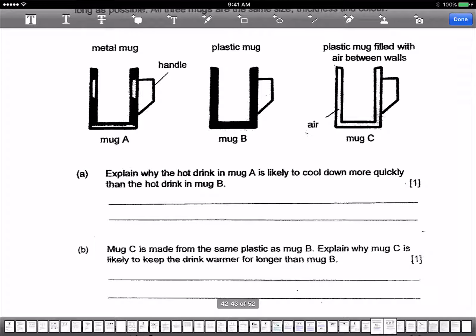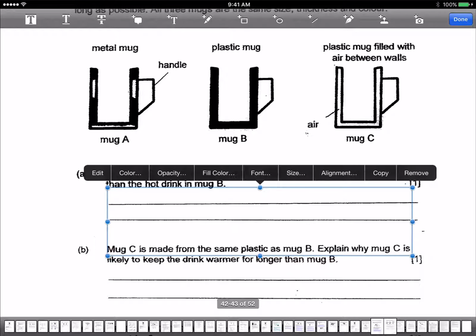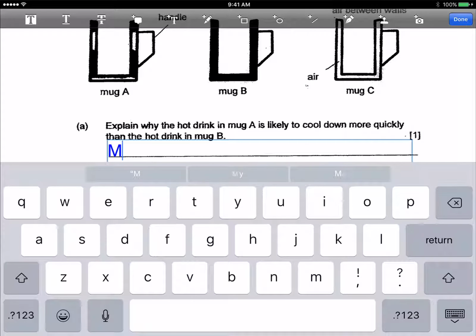Okay, Jonah, why is the hot drink in A likely to cool down faster? Because A is made out of metal, and is a good conductor of heat. Good. Thus it will conduct heat away from the hot drink. Okay, there's something missing, but your answer is correct. It is mug A. Mug A is made of metal. I never thought about mug B.